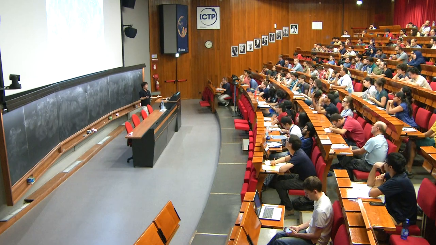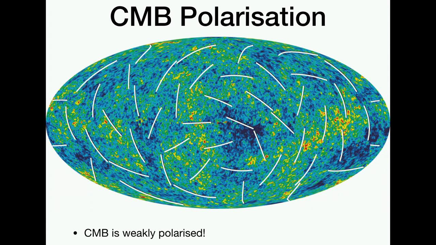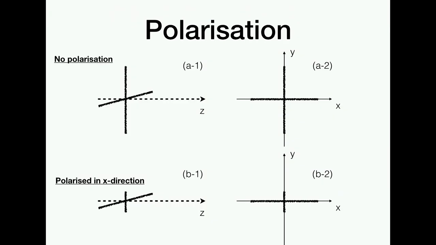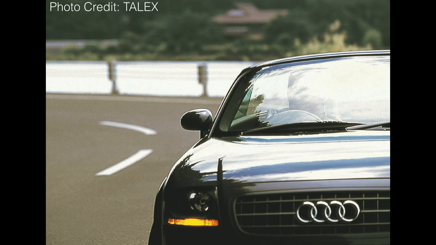So next is polarization. CMB is weakly polarized. Why is that? Polarization is when you have the electric field in the x direction and the electric field in the y direction. If the light is unpolarized, like sunlight, no matter what oscillation direction you look at, they have equal intensity. So a photon is propagating to the right here, and you see two orthogonal polarization directions. When they have equal amplitude, there's no polarization. When one direction has weaker amplitude than the other, it's polarized in the x direction. Okay? This is very intuitive, actually.